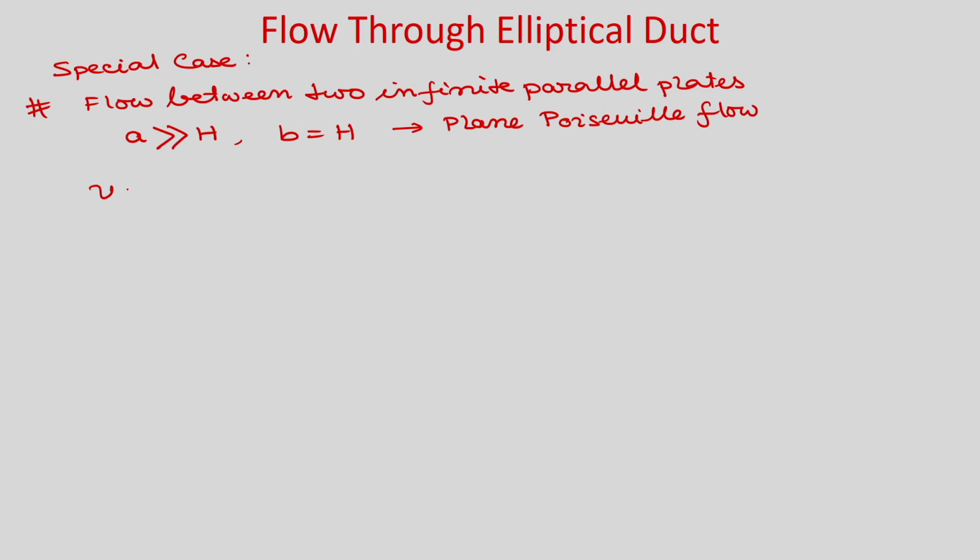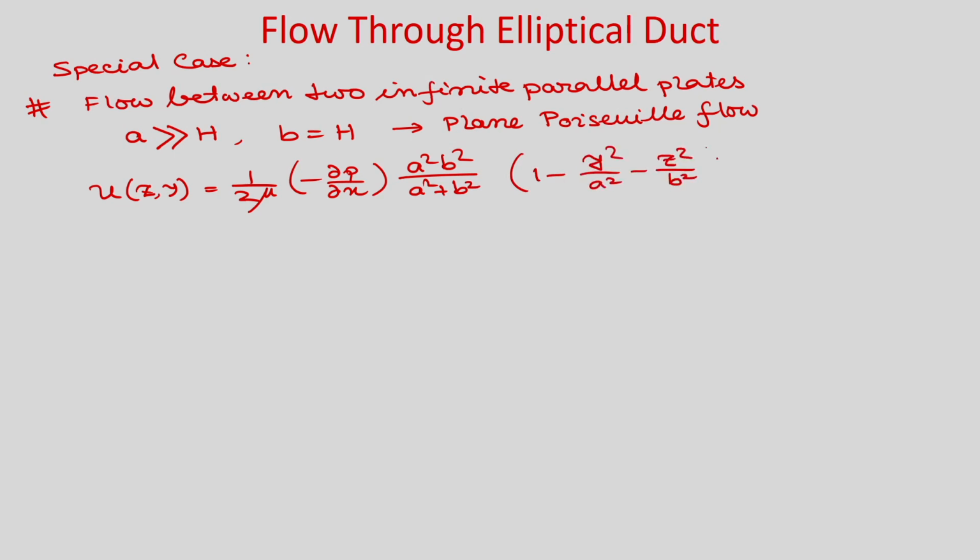Okay. So, if we have the expression u which is function of z y as 1 by twice mu minus del p by del x a square b square by a square plus b square into 1 minus y square by a square minus z square by b square. Okay. So, you can see a is much greater than h. So, obviously, this term y square by a square will become very small. So, if we put it, then we will get 1 by twice mu minus del p by del x.